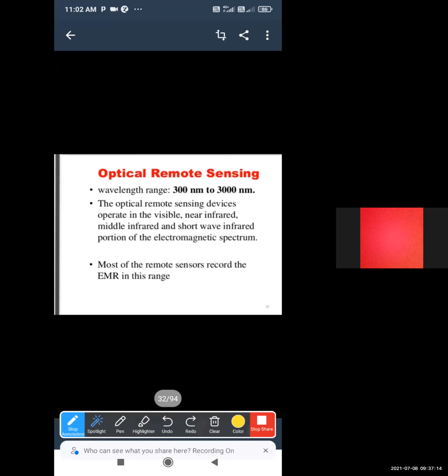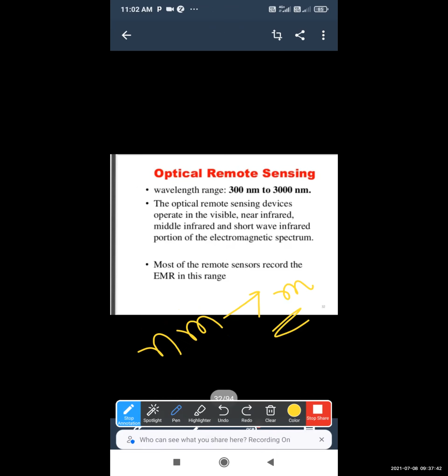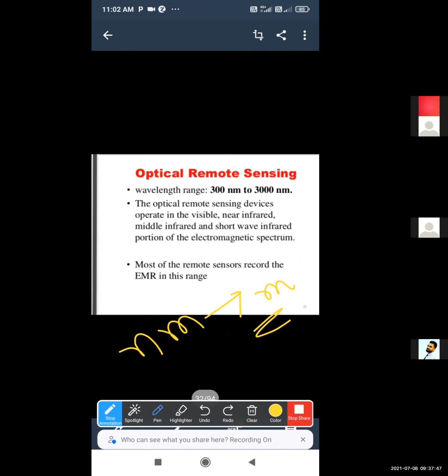Okay, just tell me one thing. How do we convert nanometer into meter? Please answer, anyone.